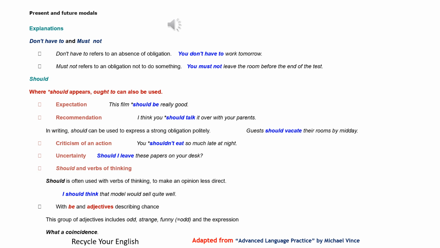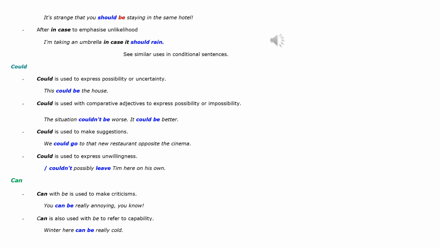With be and adjectives describing chance. This group of adjectives includes odd, strange, funny, and the expression "What a coincidence." It's strange that you should be staying in the same hotel.